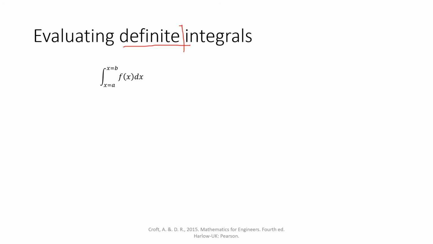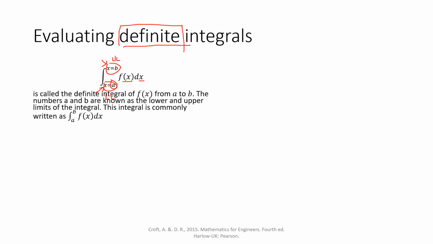Definite means when we put limits. This is the upper limit, and this is the lower limit of the integral. And of course they are values of x. Look, the variable is x, the function is of x, then these are x values. So we are putting limits on the main variable.